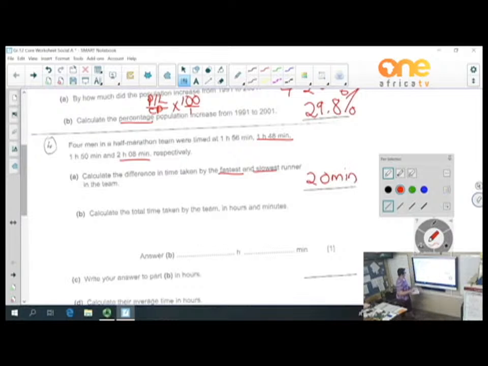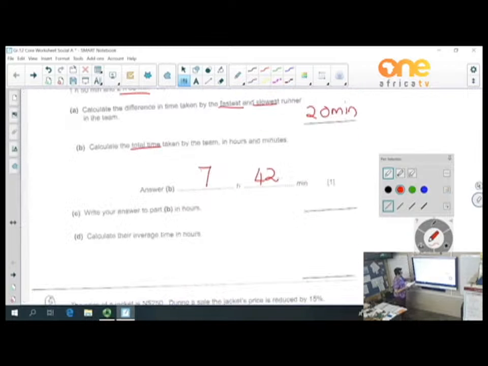Then calculate the total time taken by the team in hours and minutes. So we just have to add all 4. Again, remember there's only 60 minutes in an hour. So if you change it, what did you get? Yeah, I got 42 minutes. 7 hours and 42 minutes. Leroux, you?